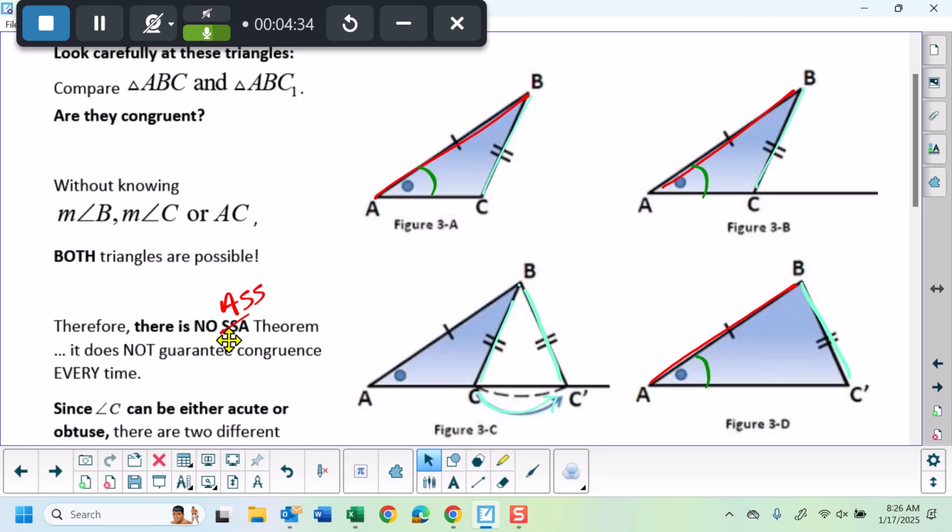So we joke about no cursing in geometry. They call it the side-side-angle. We call it the angle-side-side. Like, oh, that's the ass postulate. We're not going to get fooled by the ass postulate. No asses, no cursing in geometry.